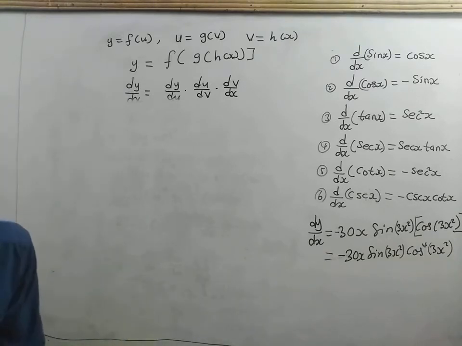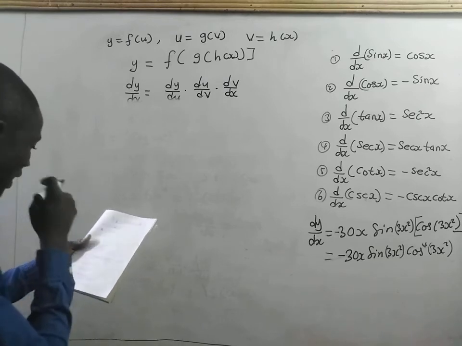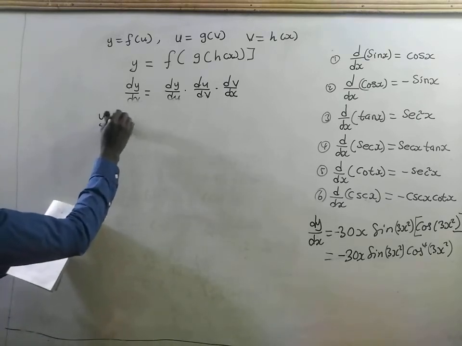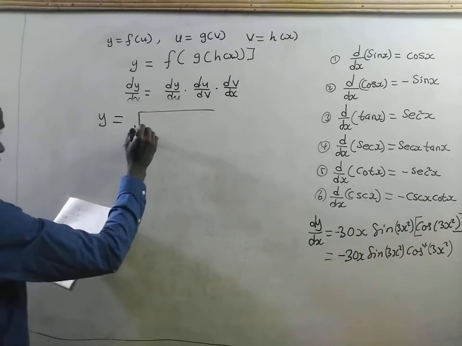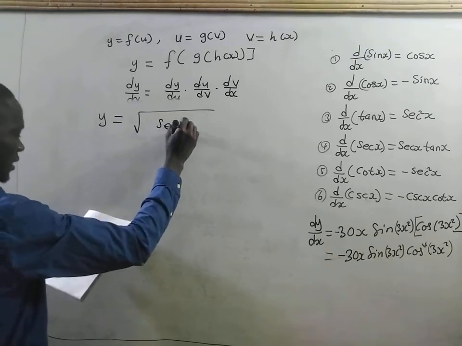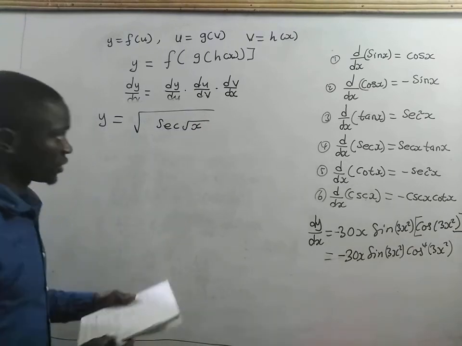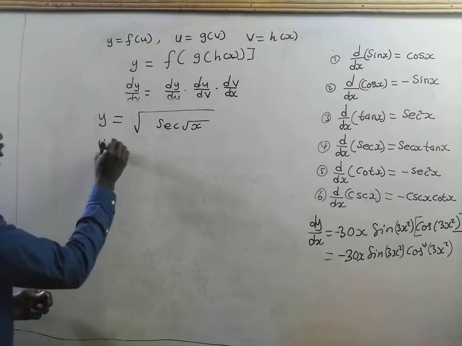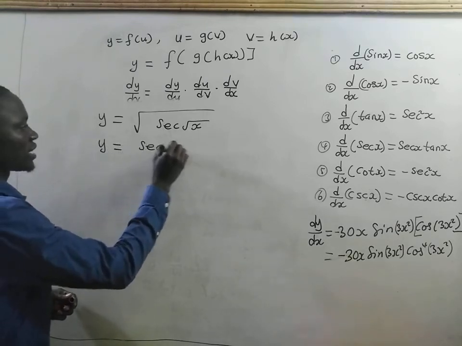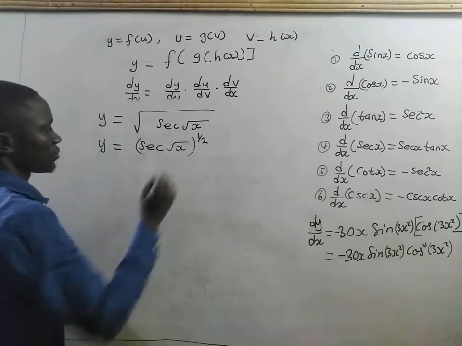Now let's take this one. What I have here is y is equal to the square root of secant of square root of x. So how do we solve this one? You have y equal to secant of square root of x, to the power half.